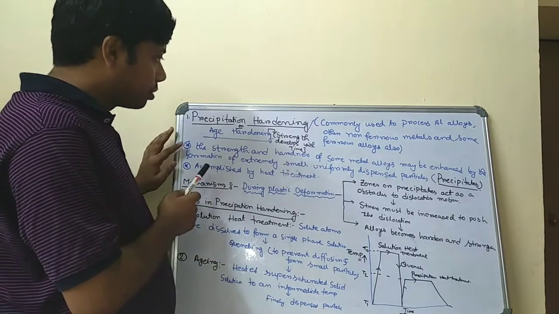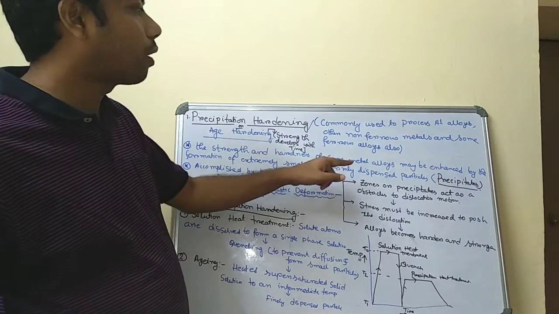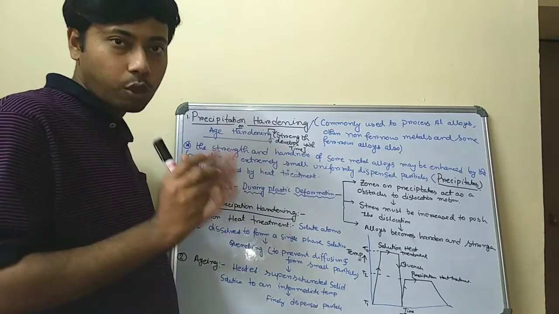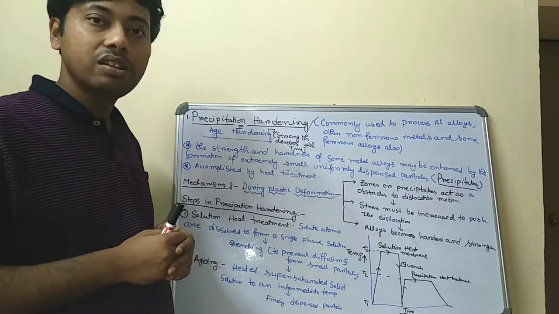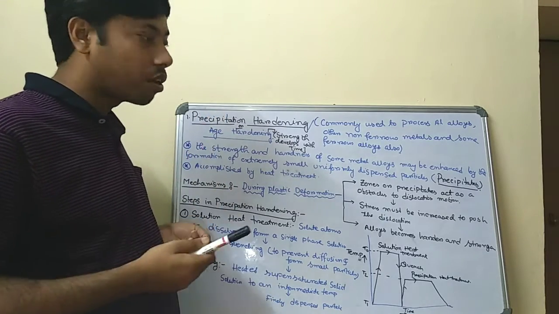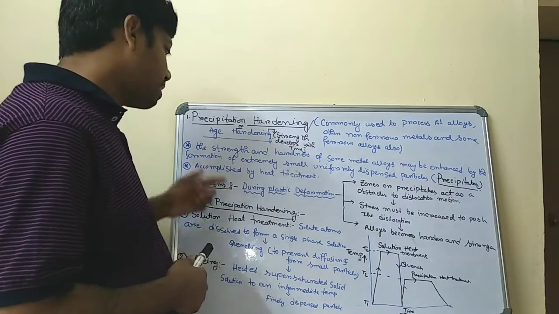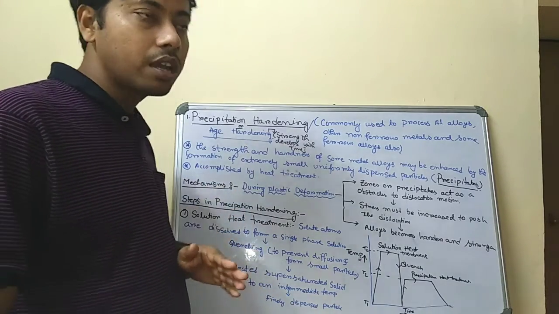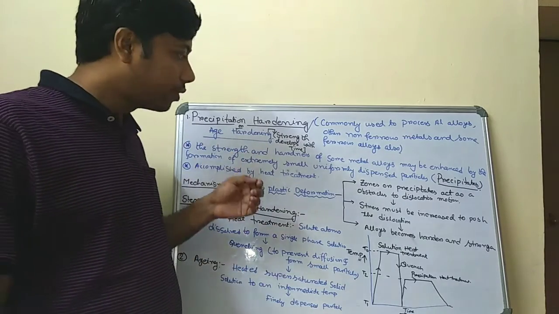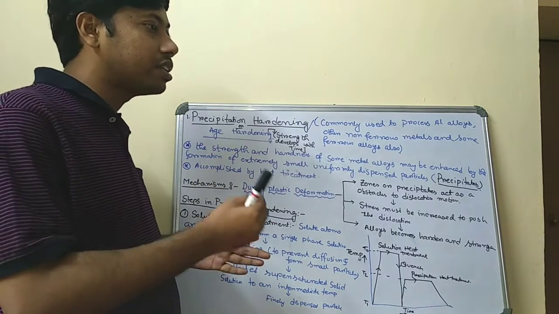Now let's take a look at this. The strength and hardness of some metal alloys may be enhanced by the formation of extremely small, uniformly dispersed particles, called precipitates. What is the mechanism to produce these small particles? You know that deformation is of two types, plastic deformation and elastic deformation. During plastic deformation, these precipitate particles are actually in action.